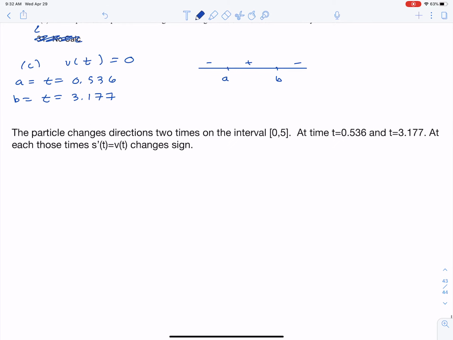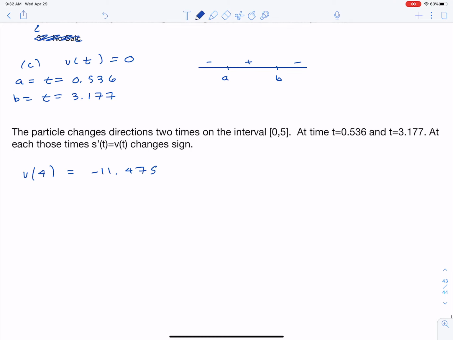So the first thing I'm going to do is take v of t and evaluate it at 4, because they were asking us at 4. When I evaluate it, I get negative 11.475. The big thing here is that it's negative. Next, I'm going to take the derivative of this, because that's going to give me the acceleration, and I'm going to evaluate it at 4.